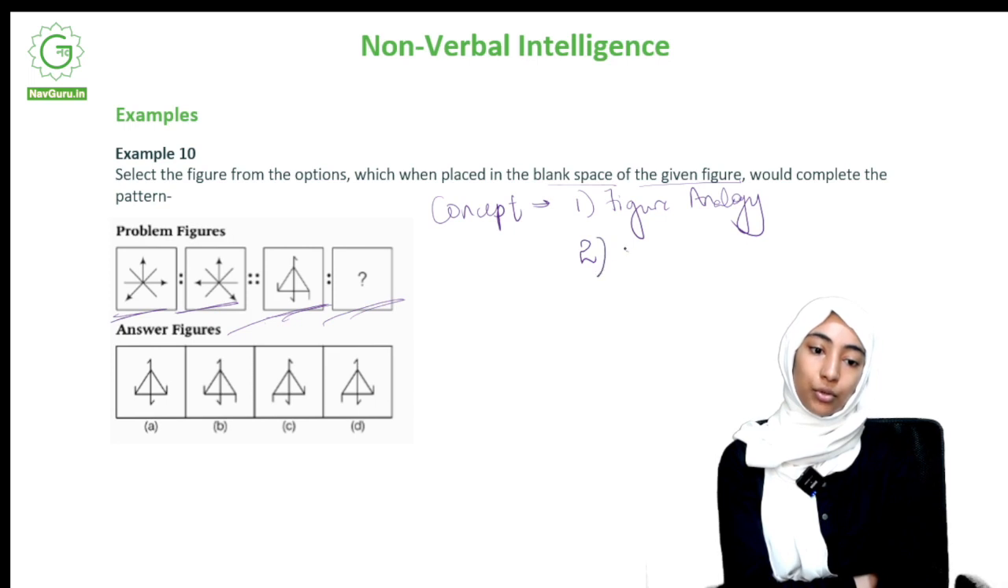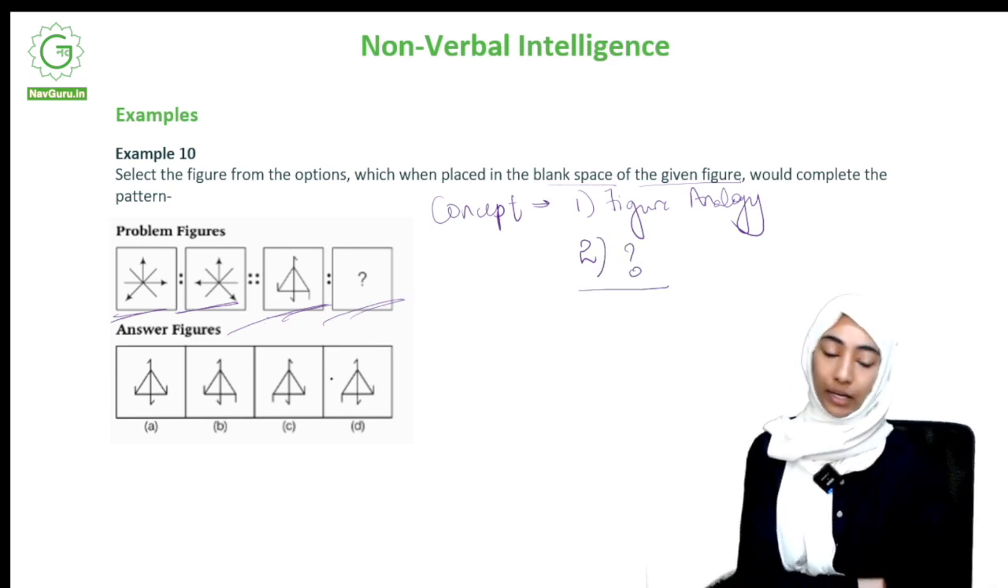So there are two things for you to do. One is to figure out the second concept. The second is to find out the answer. I'll give you some time.